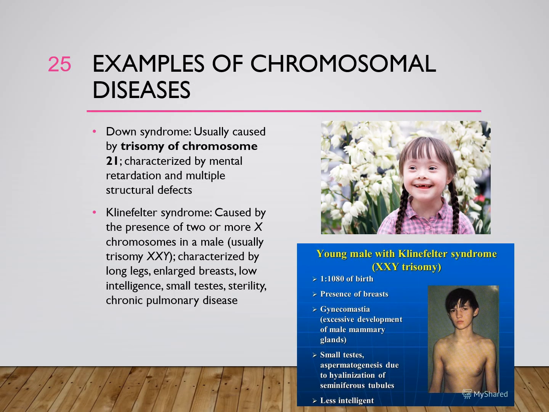So trisomy 21, Klinefelter syndrome, and Turner syndrome are all examples of chromosomal diseases. Trisomy 21 is the most well-known chromosomal disorder, and it produces a group of symptoms called Down syndrome.